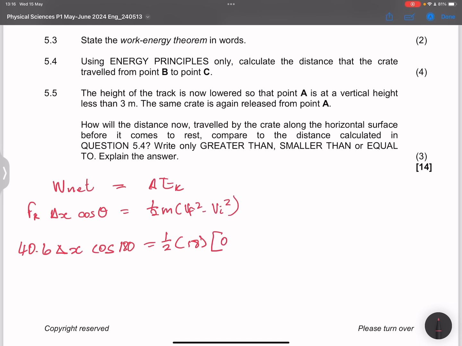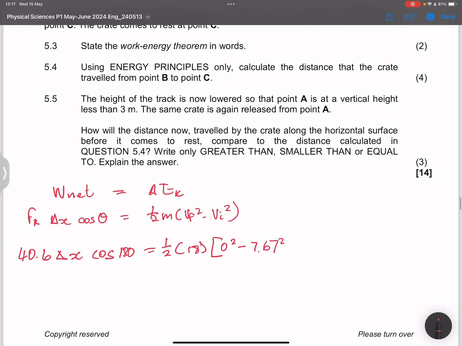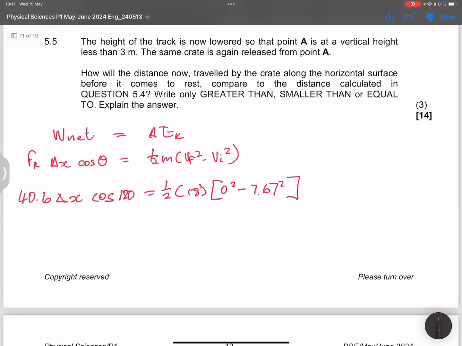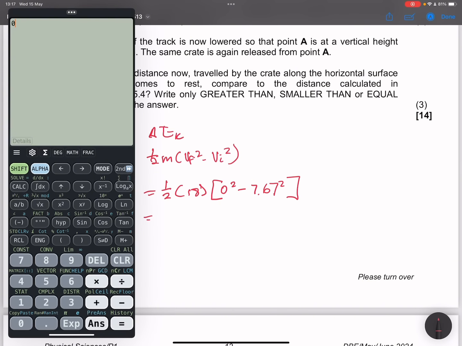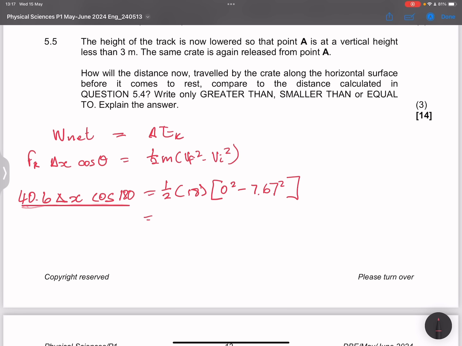Final velocity is 0. Initial velocity is 7.67, we found it to be 7.67. Okay, so let's find out. So 0.5 times 18 times negative 7.67 squared. Okay, and we're going to divide by 40.6. Cos 180 gives us negative.